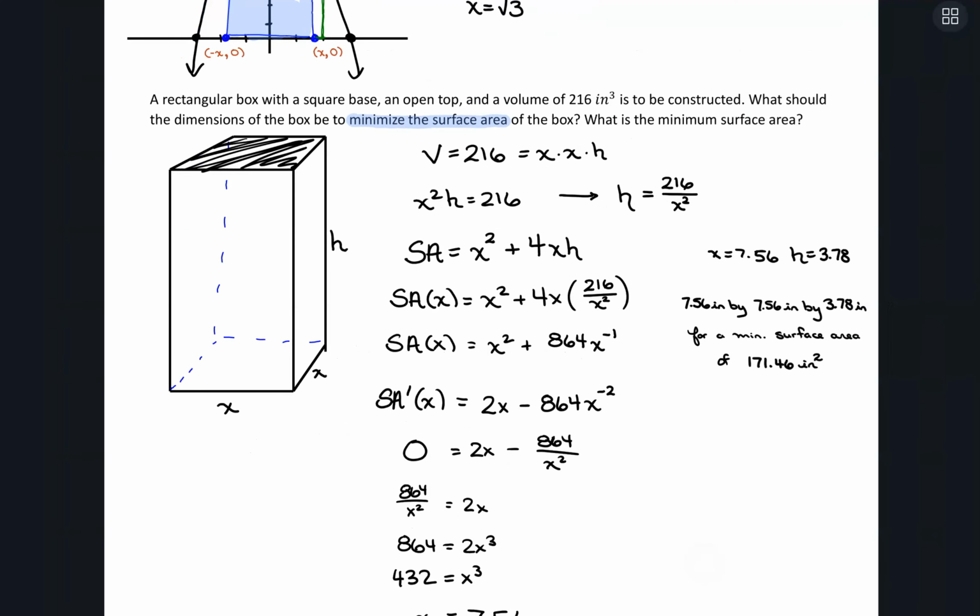Okay, so there's some geometry examples, and then we're going to move on to some business applications next.